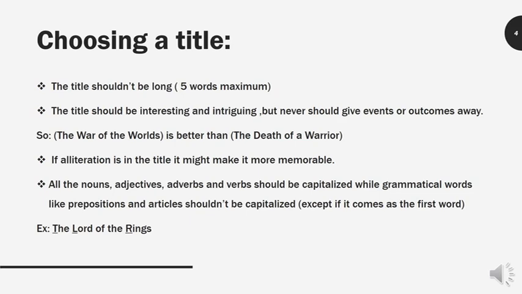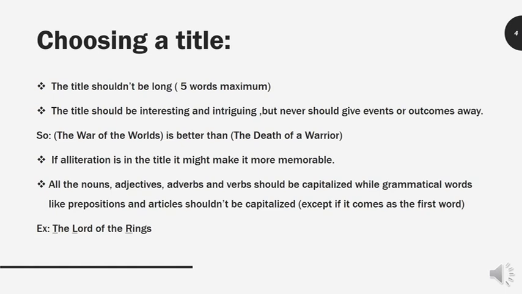While in the second one, The Death of a Warrior, from the beginning, you're losing your suspense since you're giving the ending that the warrior is going to die by the end of this. So it's always better to keep the suspense and keep the reader wanting to know what's going to happen next. If he knows the ending from the beginning, he wouldn't be interested in reading.